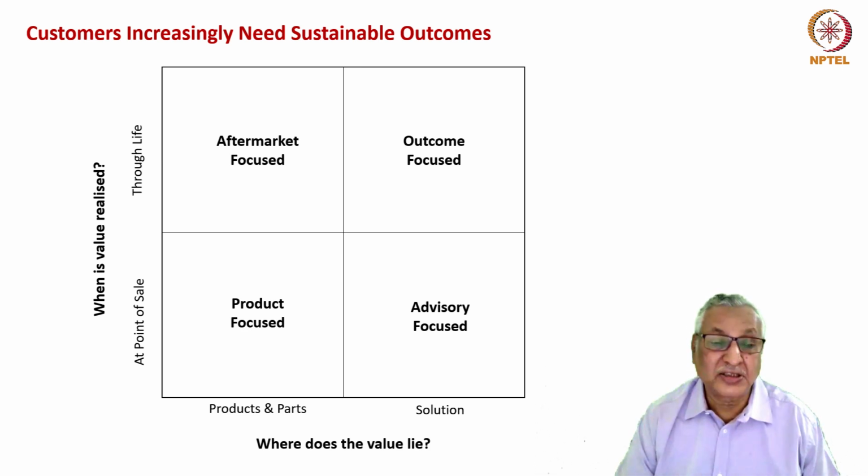So when somebody sells the product or buys the product and both the parties forget about it, then it is just a very transactional product based approach. If we take a product but support it through an annual maintenance contract, the focus shifts for the customer and for the company in terms of maintenance, and there is an aftermarket focused approach. If you give solutions as to how to use the product but do nothing more about that, then it becomes just an advisory focused activity.